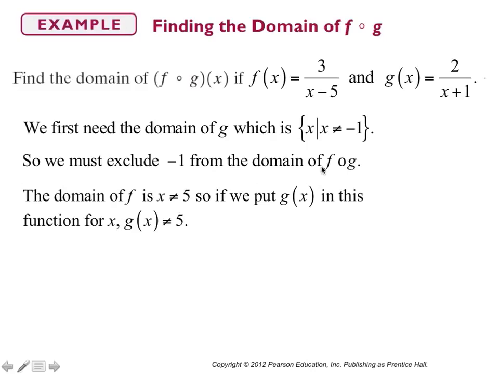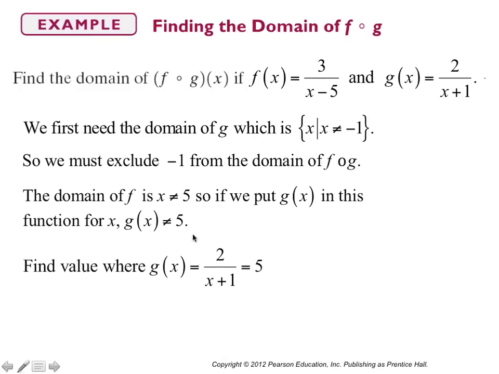So we also need to exclude it from the domain of f composed with g. Now the domain of f is going to be x not equal to 5, because if we take 5 and plug it in for x, we have 5 minus 5, we just get 0. Again, we can't divide by 0. So if we put g of x into this function for x, we know that g of x cannot equal 5.